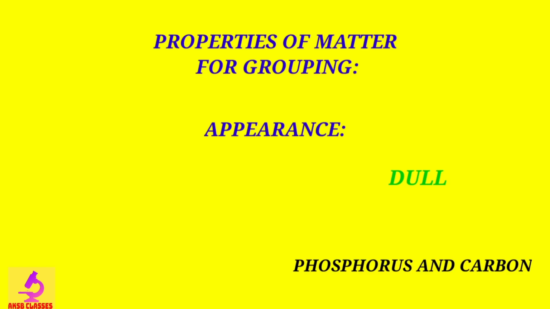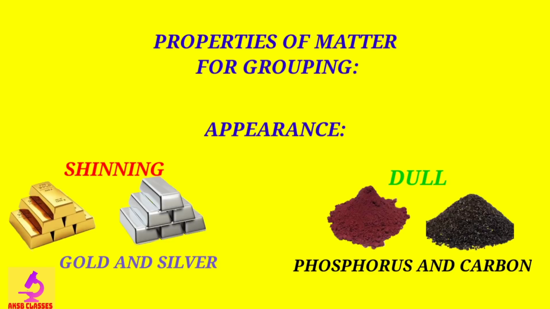Now we will decide that there is a certain property through which we are going to separate the materials, that is shining property, that is, we can say it is appearance. In appearance we can categorize in two categories. One is shining materials and one is dull material. The shining material is lustrous in nature.